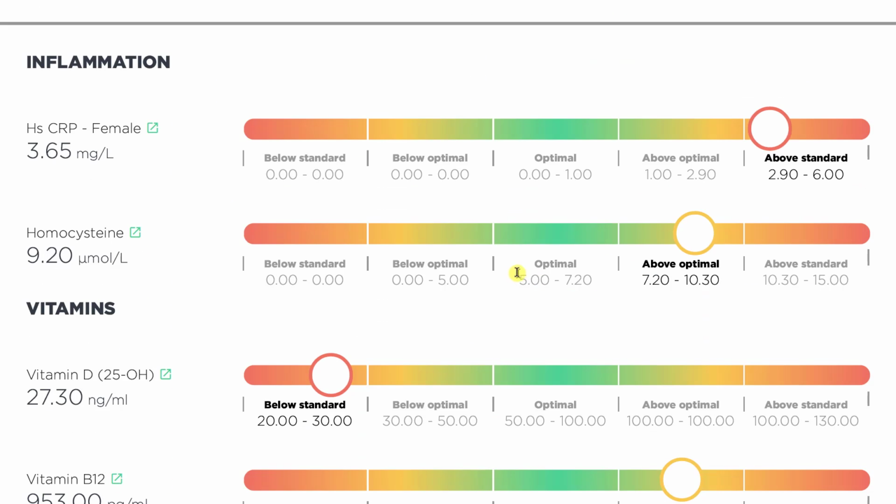As far as inflammation goes, you're definitely showing signs of high inflammation, and this is certainly something that we need to get under control, especially when you have elevated glucose and elevated lipids. So again, it's not the cholesterol that we should be concerned with, it's the elevated sugar.